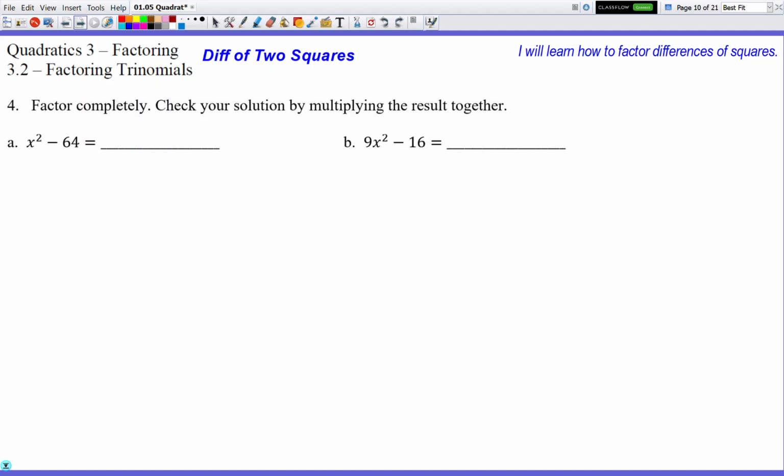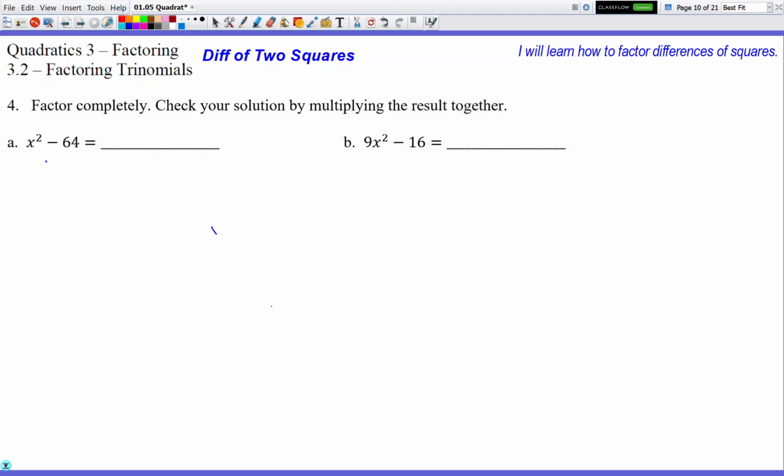If you see a problem that is basically made up of perfect squares, then you're probably seeing this pattern. So x squared is a perfect square because that's x times x. 64 is a perfect square because that's 8 times 8. And if you see a negative sign in between the two perfect squares, you can run this pattern. So watch how this pattern works.